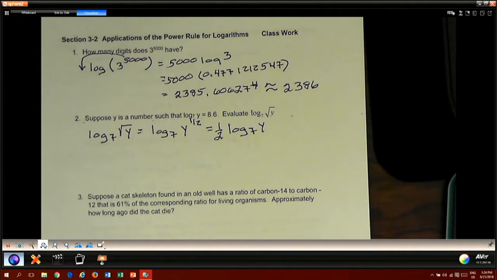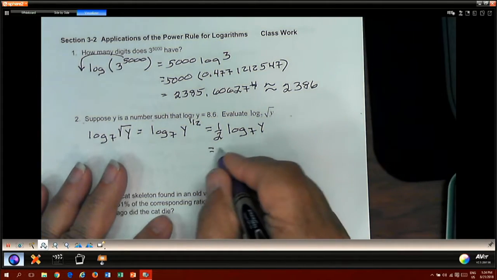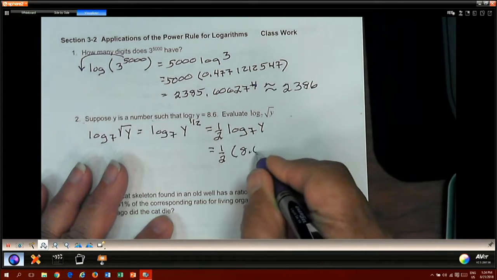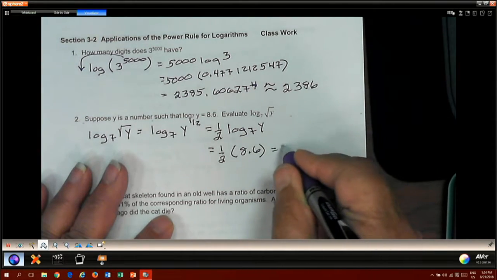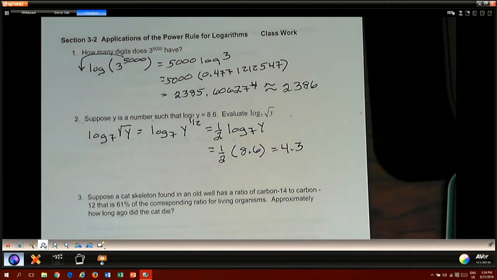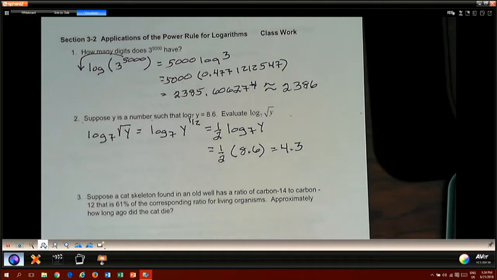Well, we're told that log base 7 of y is 8.6. So this would be 1/2 of 8.6, which is 4.3. So log base 7 of square root of y is 4.3.